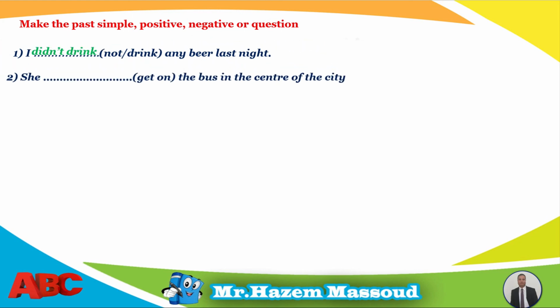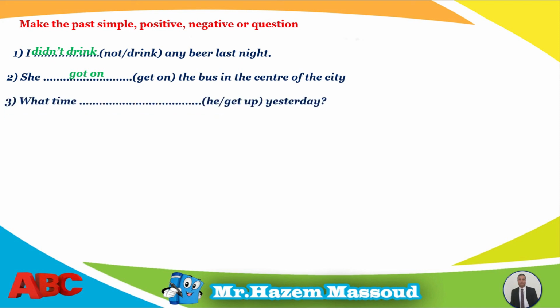Number 2. She dash get on the bus in the center of the city. This is a statement sentence, or a positive sentence. So I need only to put the verb get in the past simple, and this is an irregular verb. So the answer is, she got on the bus in the center of the city.